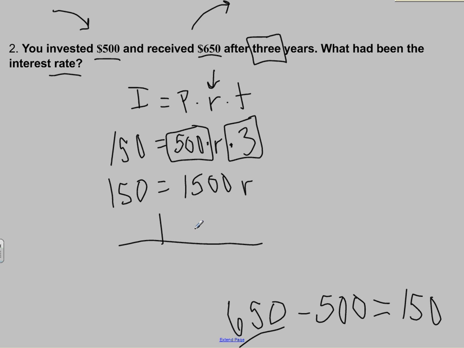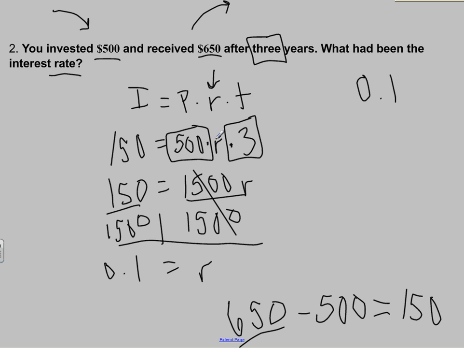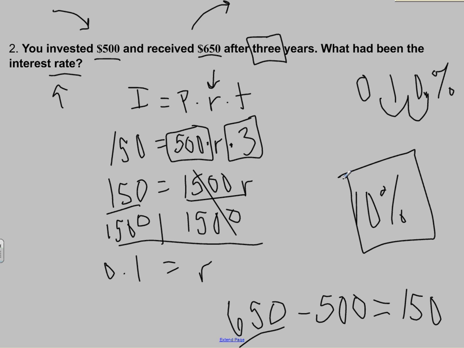To solve my equation, I'm going to divide both sides by 1,500, and I'm left with R equals 150 divided by 1,500, which gives me 0.1. I have to write that as a percent, though, not as a decimal, because rates, remember, are always written as percents. So this time I'm going to take this decimal point and move it to the right to give me my percent. So this investment has a rate of 10%.